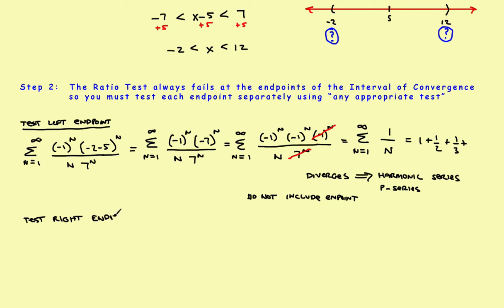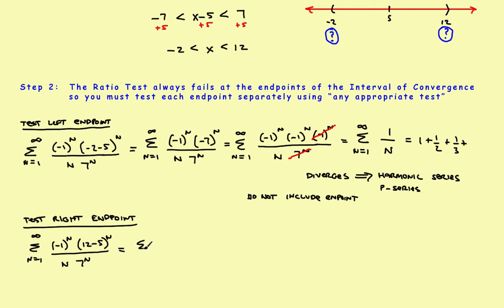So the right endpoint. And all you do this time is plug the right endpoint, 12, into the original series. So that's going to be the summation from n equals 1 to infinity of minus 1 to the n. And again, in place of x, put a 12. So this is going to be 12 minus 5 to the n divided by n times 7 to the n.